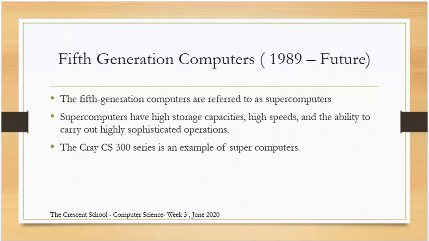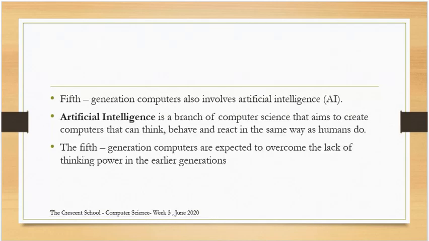Fifth generation computers, 1989 to future. The fifth generation computers are referred to as supercomputers. Supercomputers have high storage capacities, high speeds, and the ability to carry out highly sophisticated operations. The Cray CS300 series is an example of supercomputers. Fifth generation computers also involve artificial intelligence.